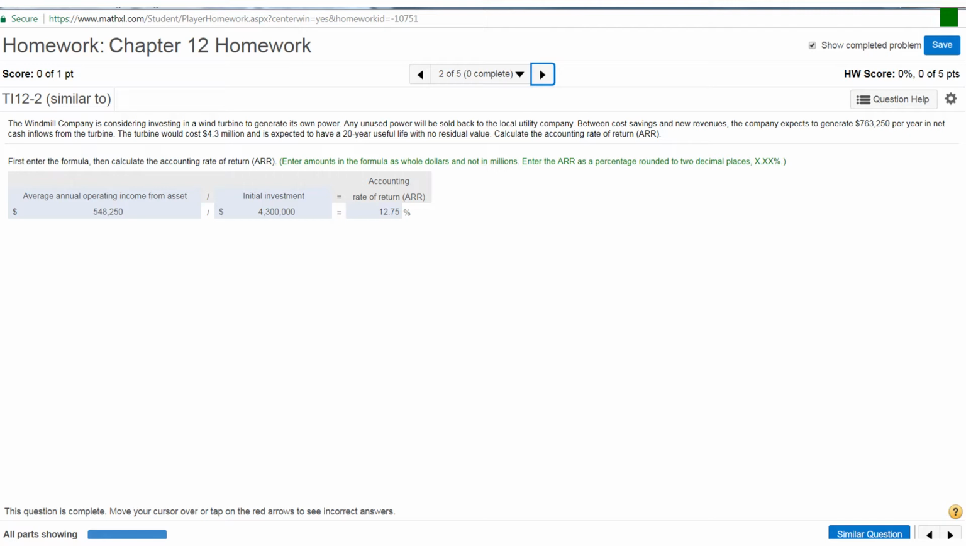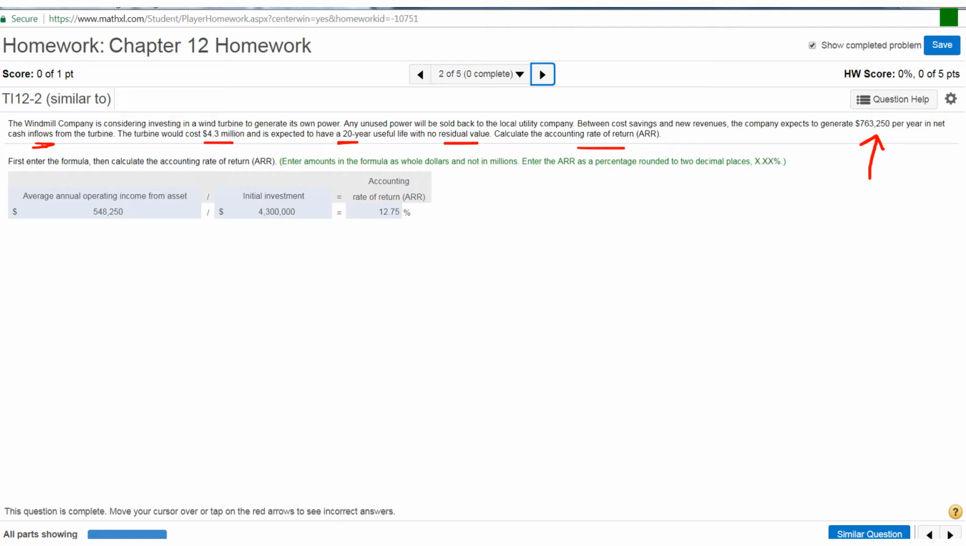The company expects to generate $763,250 per year in net cash inflows from the turbine. Okay, the turbine would cost $4.3 million, and is expected to have a 20-year useful life with no residual value. Calculate the accounting rate of return.